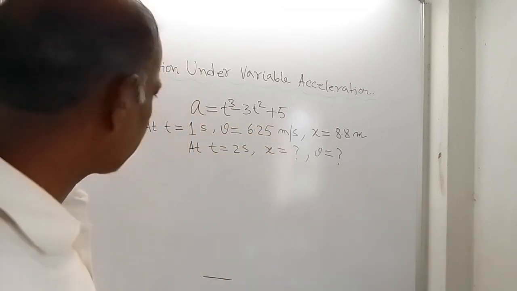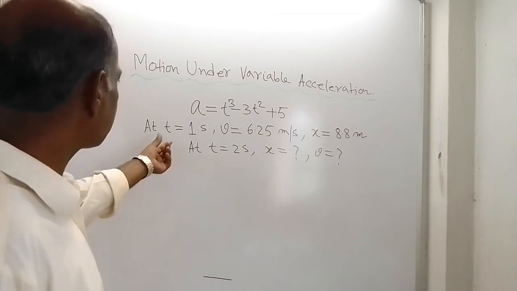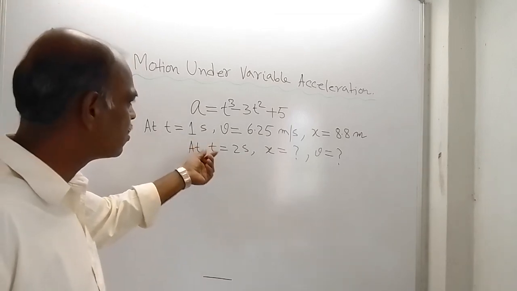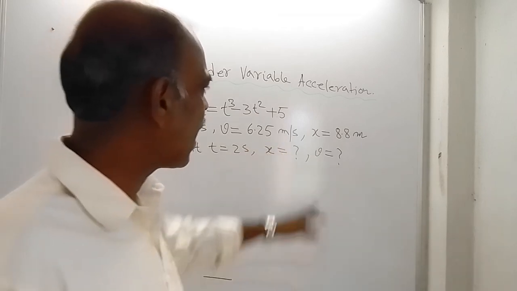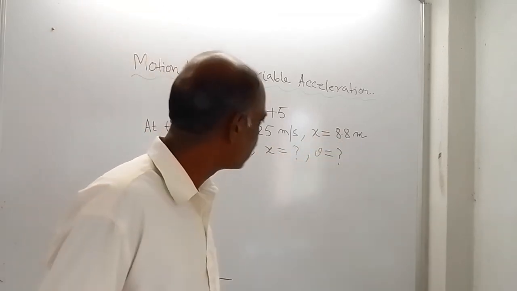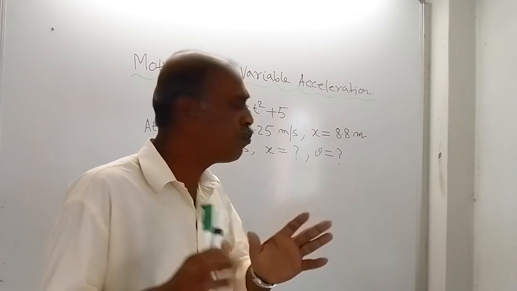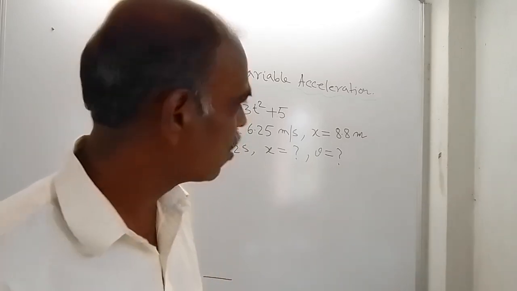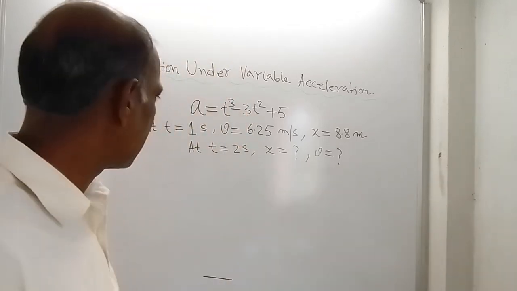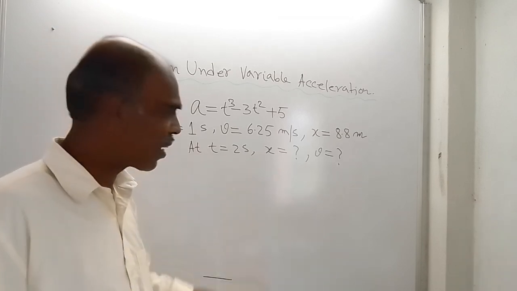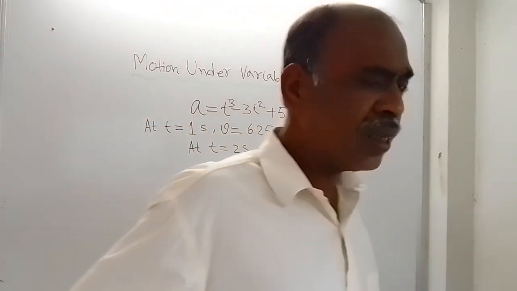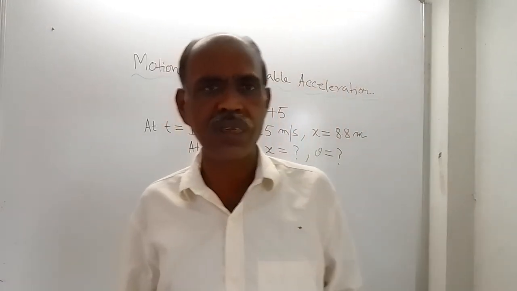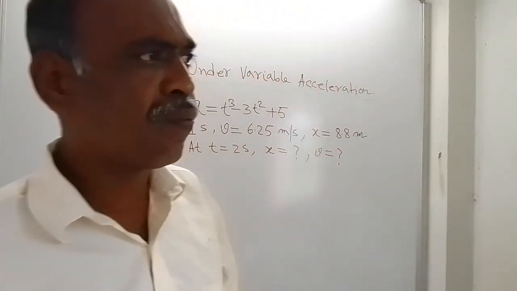And it is mentioned that at time t equal to 1 second, velocity is 6.25 meter per second, and x represents displacement, which is 8.8 meter. And it is asked that at t equal to 2 seconds, what is the displacement and what is the velocity?